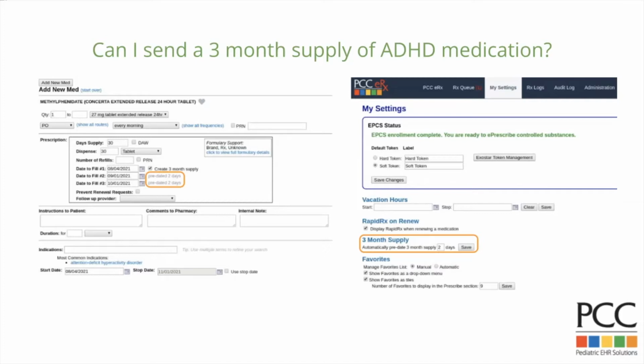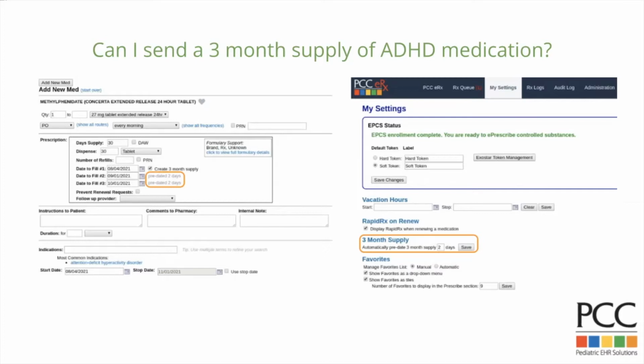If you find that it's pretty common, you always do 2 days ahead or 5 days ahead, you can go into My Settings and pre-calculate that. So you'll see what I've highlighted here in orange under 3 month supply. You could set a date that you'd want to have those. Every time you click that button, it always short dates the second and the third prescription to be 2 days earlier, 5 days earlier, something like that.